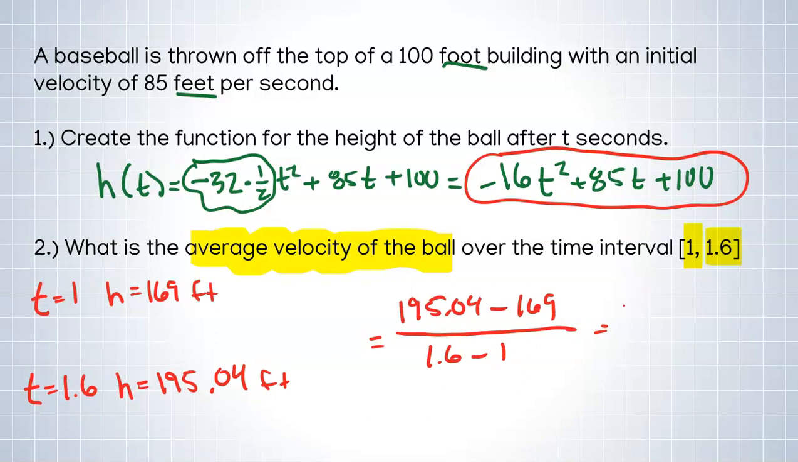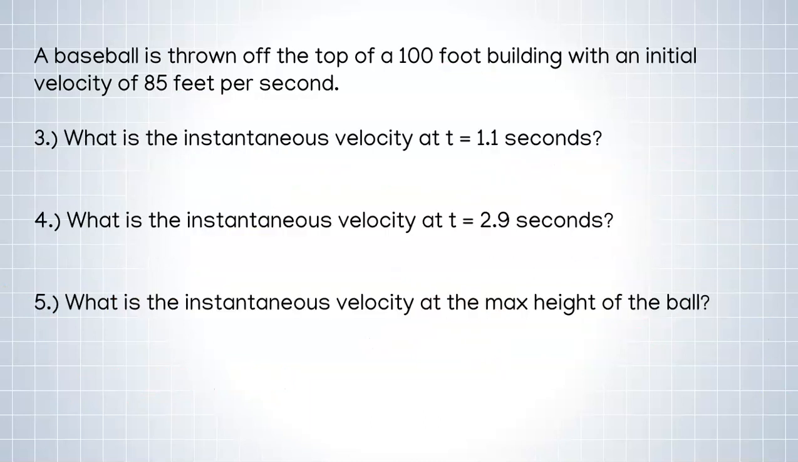So on top, that's a difference of 26.04 feet. So that's how far the ball has traveled in that 0.6 seconds. 1.6 minus 1 is 0.6 seconds. So the ball has traveled 26.04 feet in 0.6 seconds. So dividing that, that gets me an average of 43.4 feet per second. So from the point 1 to point 2, the ball has an average velocity of 43.4 feet per second. Average velocity is pretty easy, does not involve derivatives at all.